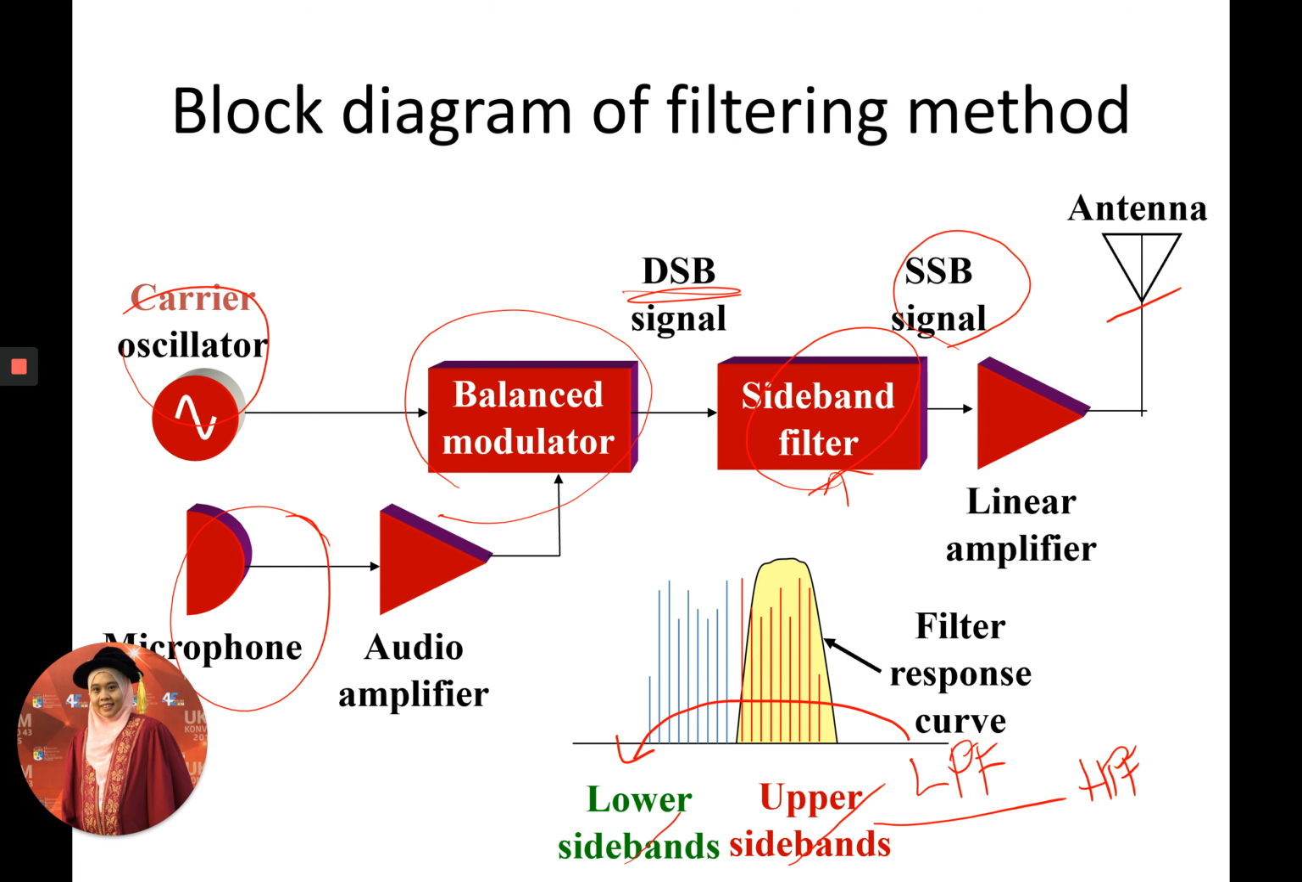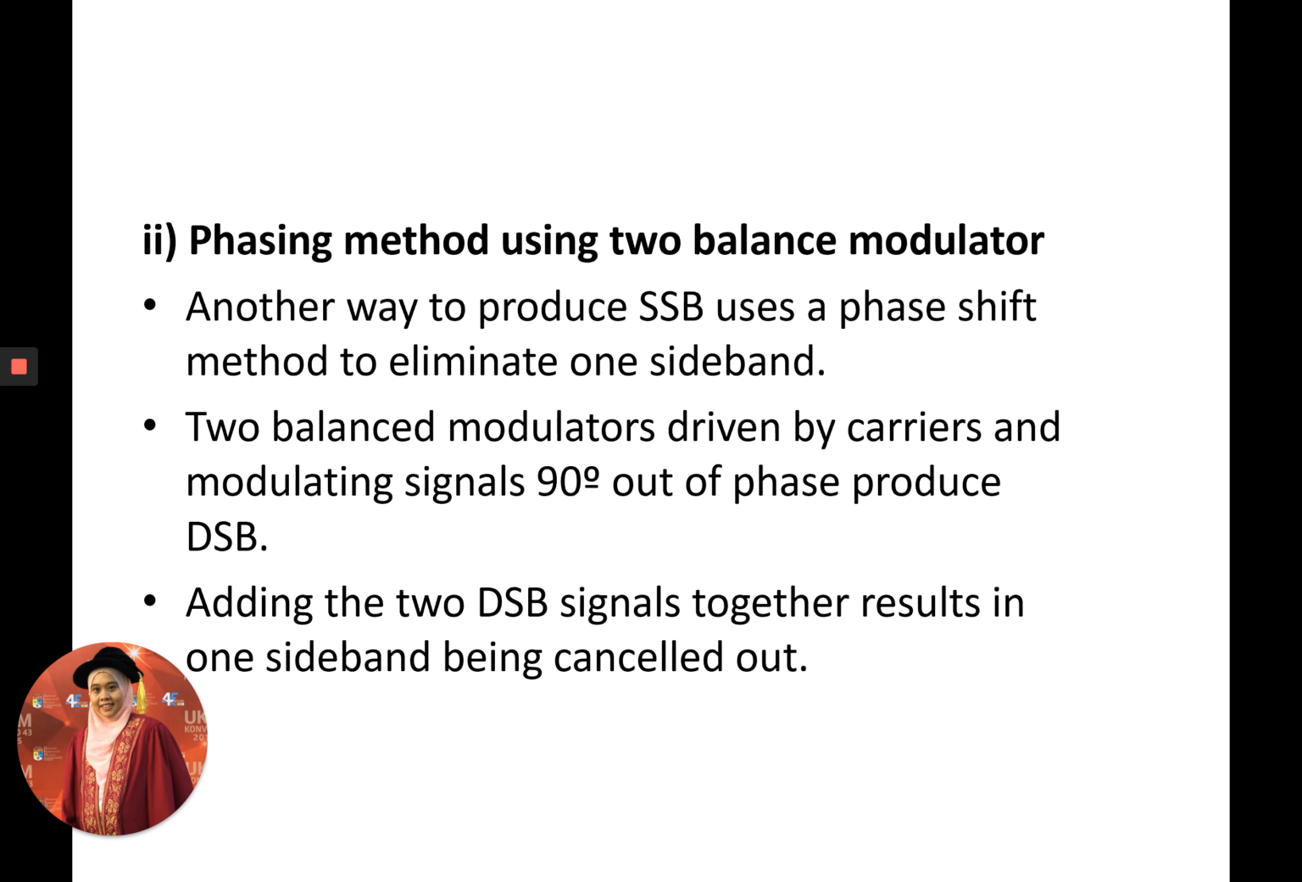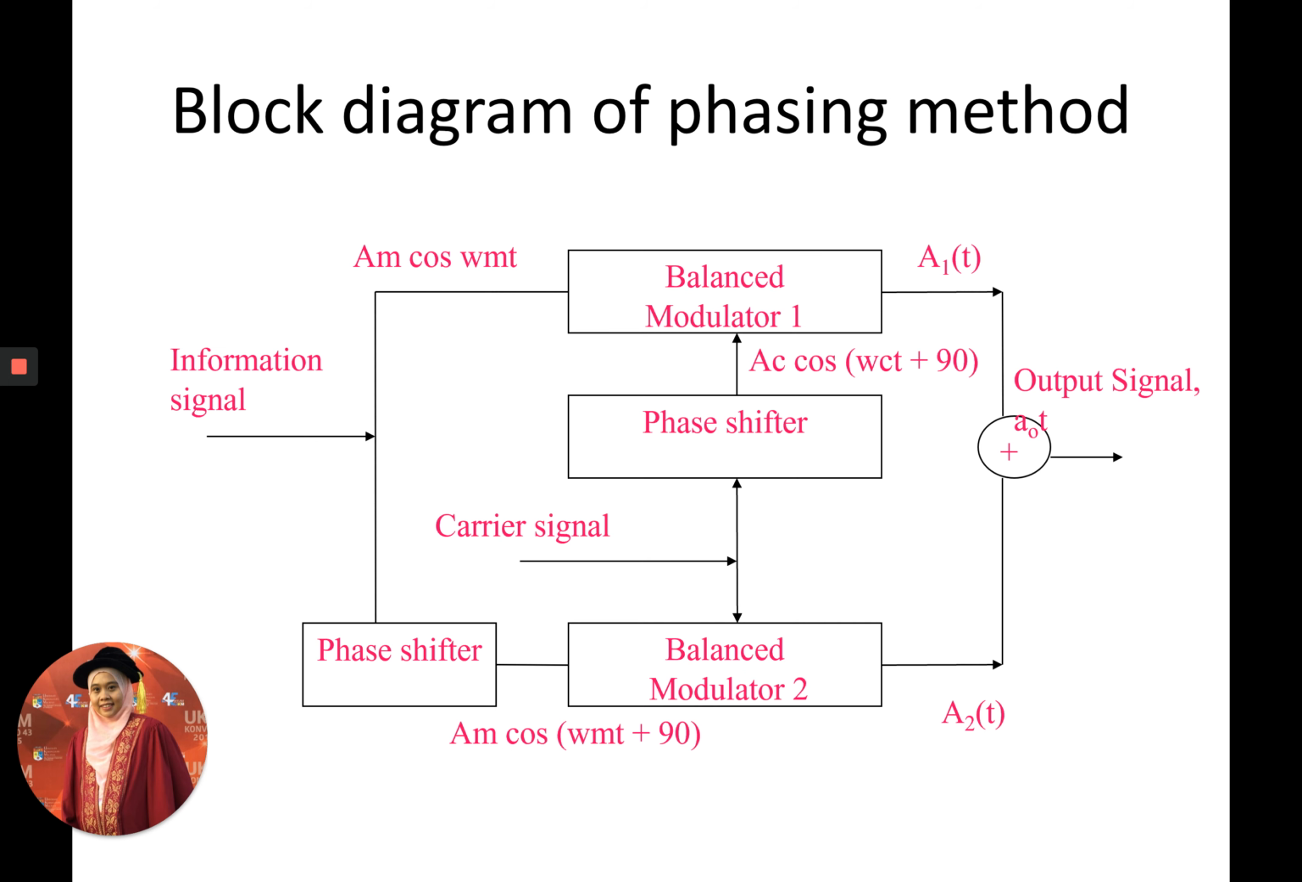Okay. Right. Next is the phasing method. The phasing method actually uses two balance modulators, and by combining these two balance modulators, basically we want to use different phase signals in order to produce a signal that has only one sideband. Okay, this is the block diagram of the phasing method.